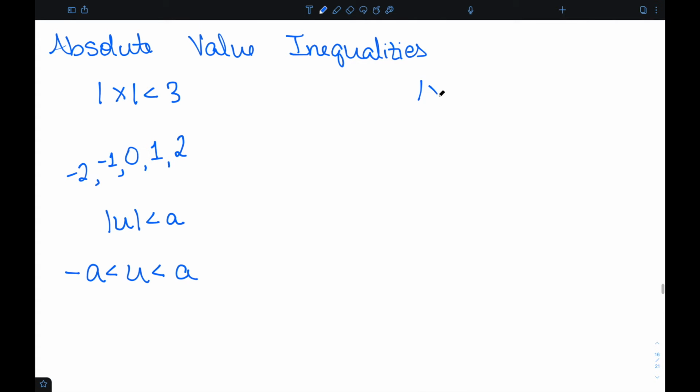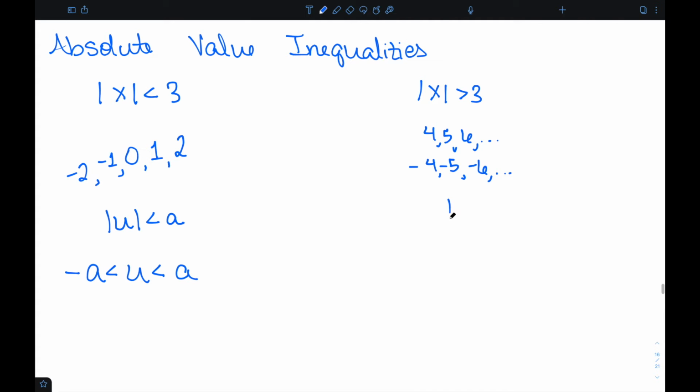On the other hand, if I consider something like the absolute value of x is bigger than 3, we could use numbers like 4, 5, 6, etc. They'll all have an absolute value bigger than 3. But so will -4 and -5 and -6, etc.